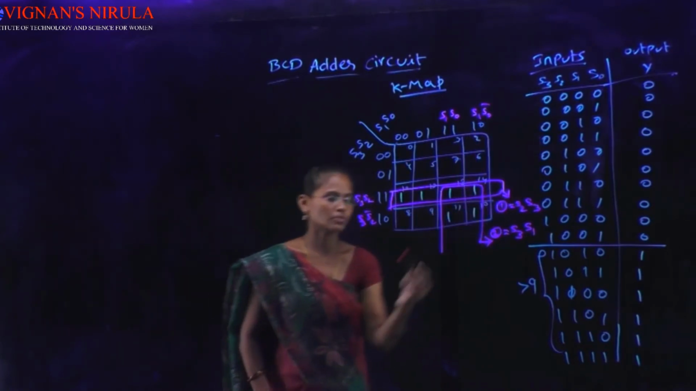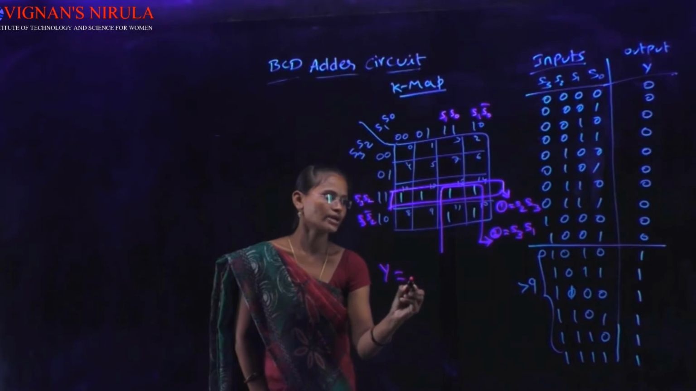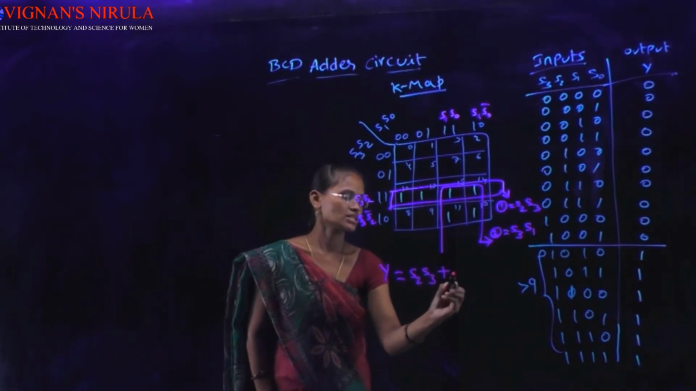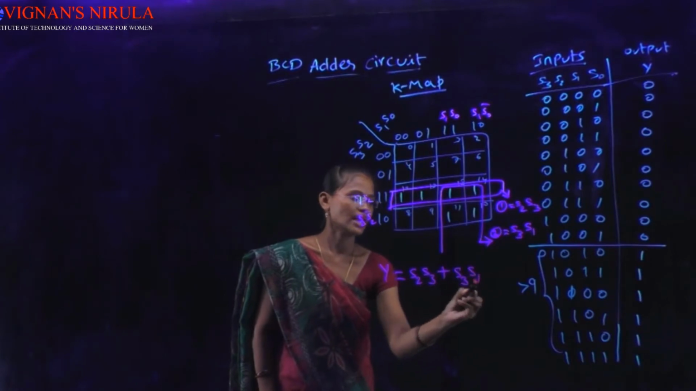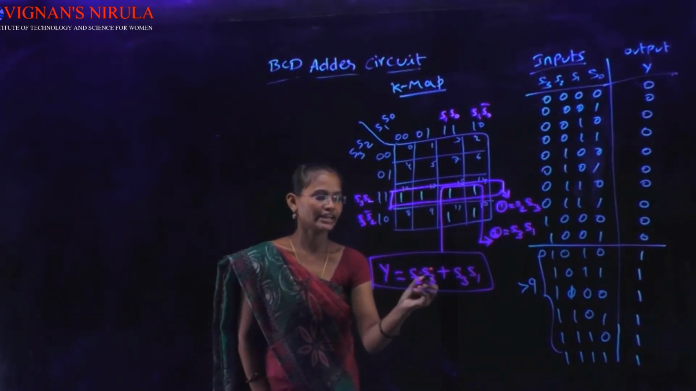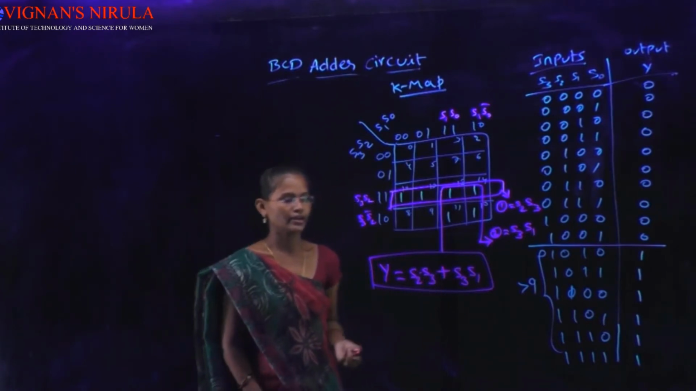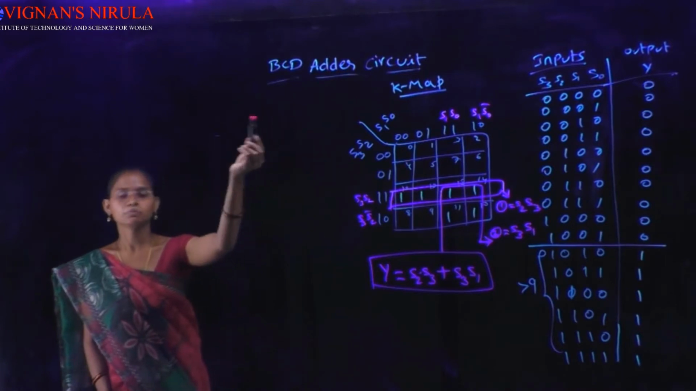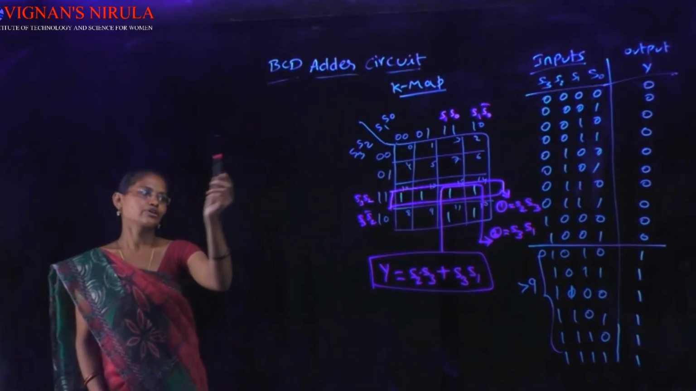Here the output variable is Y. Y equals S2 S3 plus S3 S1. This is the Boolean equation. Here we are using AND gates and an OR gate. Next we come to the logic diagram, that is the BCD adder circuit.